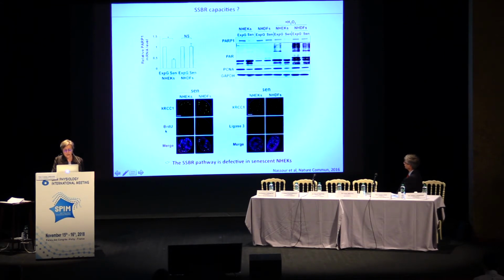So if PARP1 activity is decreased, the breaks could be not repaired, and that is indeed the case. We show that using an incorporation of BrdU, because when repair occurs, there is some neosynthesis of DNA. You can see that in fibroblasts, there is an incorporation of BrdU at the localization of the DNA damage, but there is no DNA synthesis in senescent keratinocytes. We also confirmed that by looking at the recruitment of the ligase. The ligase is recruited in the XRCC1 foci in fibroblasts, but not in senescent keratinocytes. So the SSBR pathway is defective in senescent keratinocytes because of a decrease in PARP1 expression and activity.